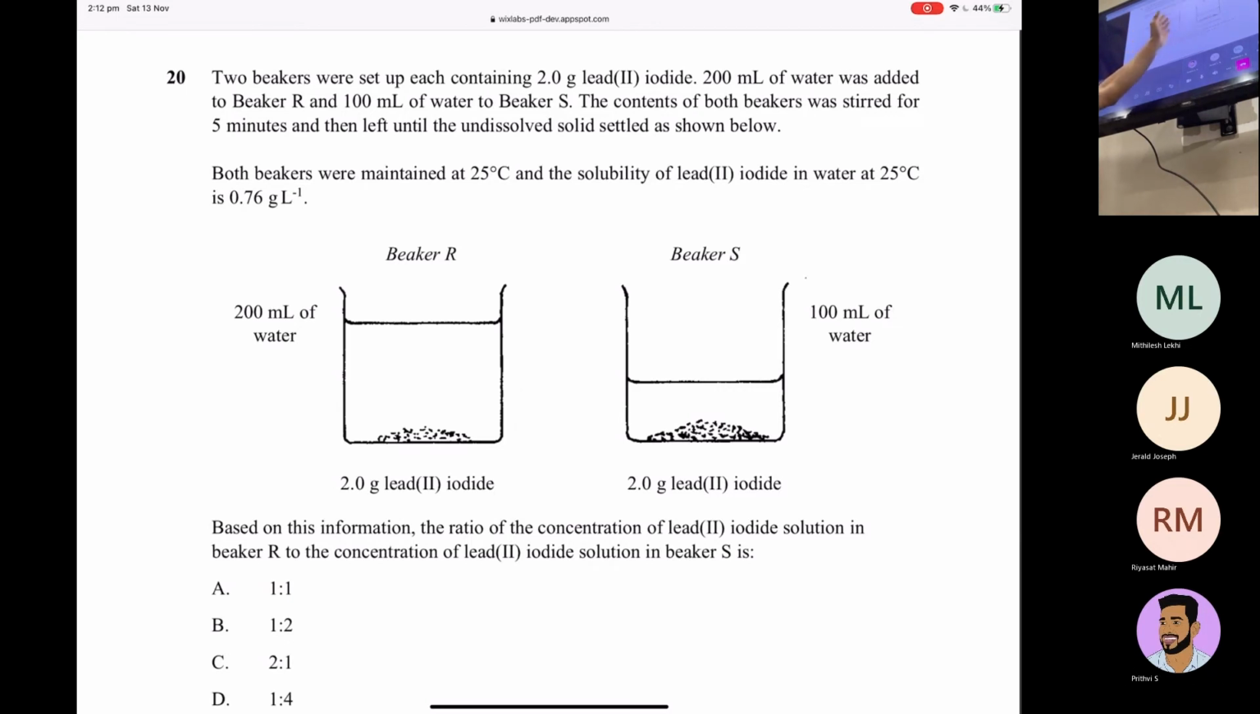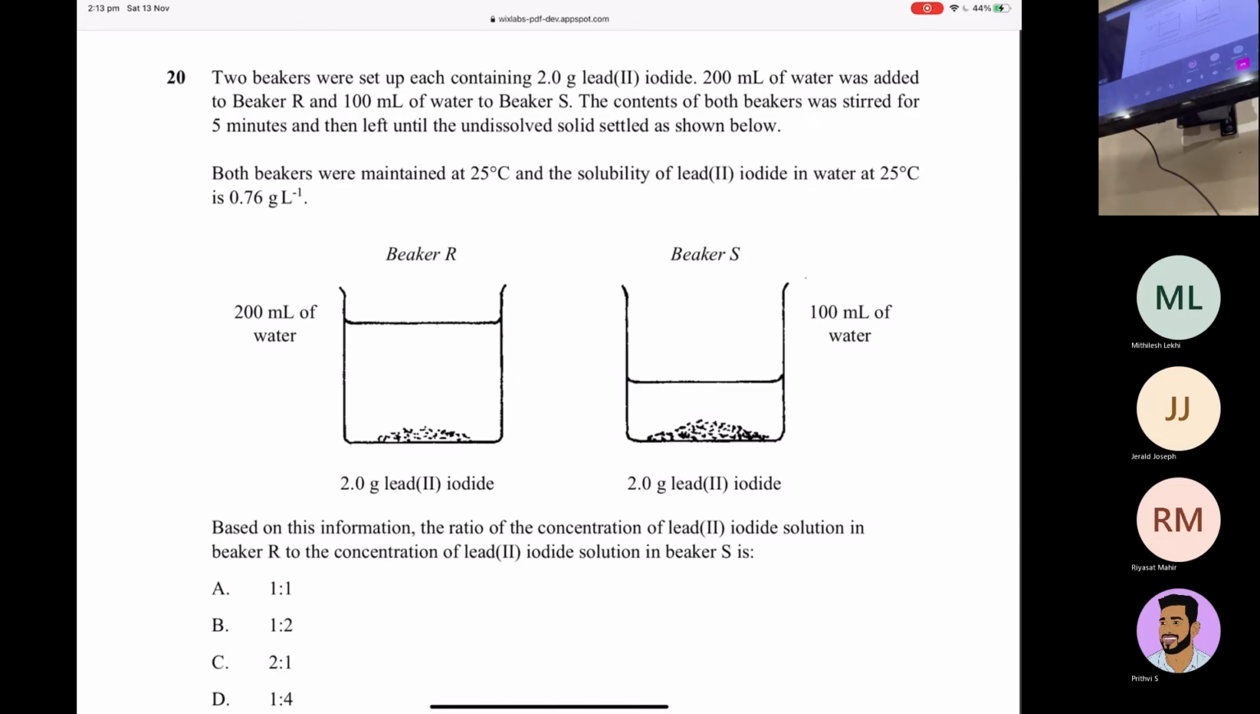Do you all agree? Both solutions, we've added too much of our salt, right? We agreed to have some precipitate. So in both cases, we would have already dissolved the max amount of ions possible, which is 0.76 per liter. Now, we would have dissolved the max we could dissolve in 200 ml, the max we could have dissolved in 100 ml. How much more would dissolve in 200 ml versus 100 ml? Double. So what should the ratio be? 2 to 1. And what option is that? C. That's the logic. Now prove it.